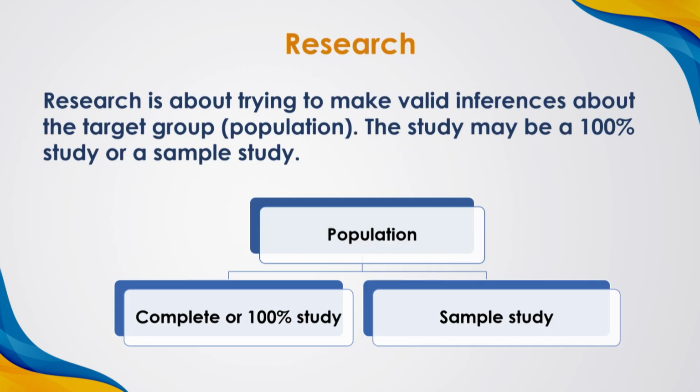Research is about trying to make valid inferences about the target group, that is called population. The study may be 100% study or a sample study. This is explained in the given chart. There you can see the population, and that population is divided into two groups. One is complete or 100% study, another one is sample study.